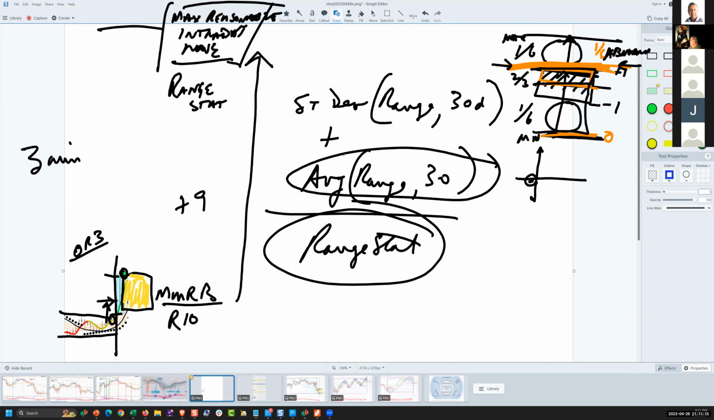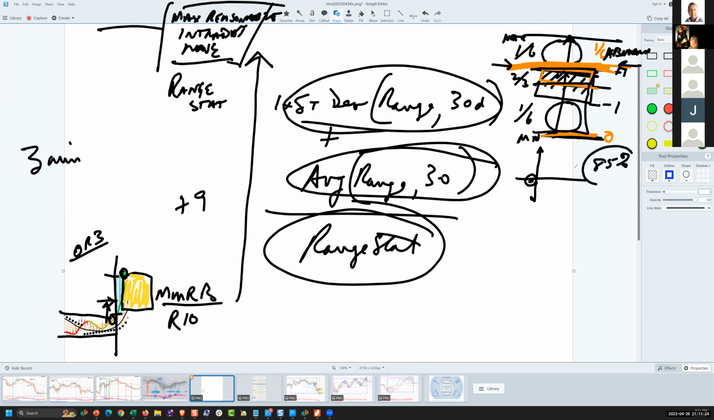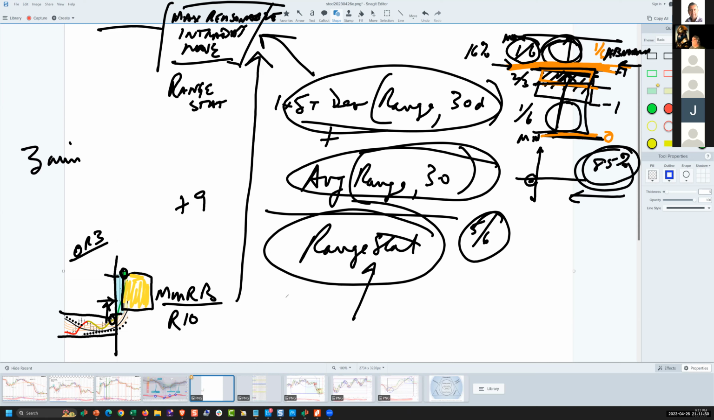It's the average range of the last 30 days plus 1 standard deviation, and that accounts for about 85% of the moves of the last 30 days. So 5 times out of 6, it never moved farther than the range stat. Only 1 time out of 6, or about 15 or 16%, did it ever move farther. So that's what we mean by the maximum reasonable intraday move. And so if the range stat is that maximum reasonable intraday move, and we divide that by 10, that becomes our default minimum manageable risk box.